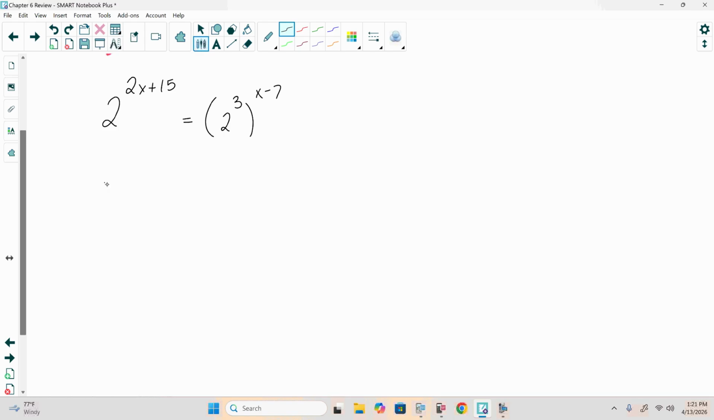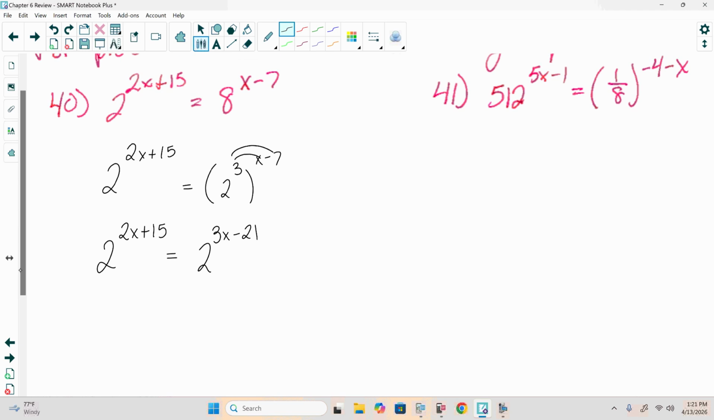Now, there's not much we can do to the left-hand side at this point, but on the right-hand side powers of powers will multiply, telling me that 2 to the 2x plus 15 is equal to 2 to the 3x minus 21. So where did we get the 3 from? We're taking 8, and I want to rewrite it as a number to a power, because if I can get both of the bases to be 2, it makes things nicer. And it works out that 8 is 2 to the third power.